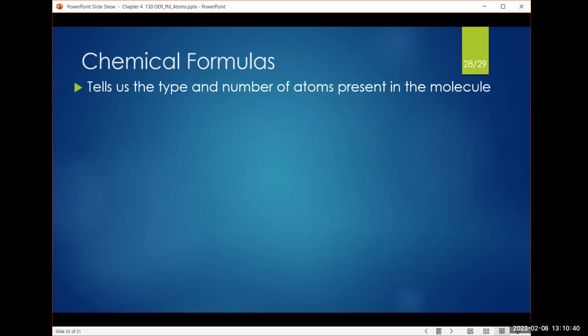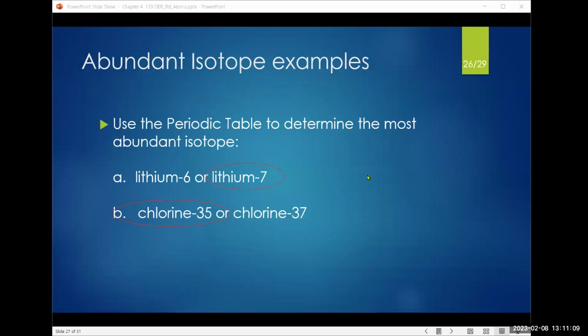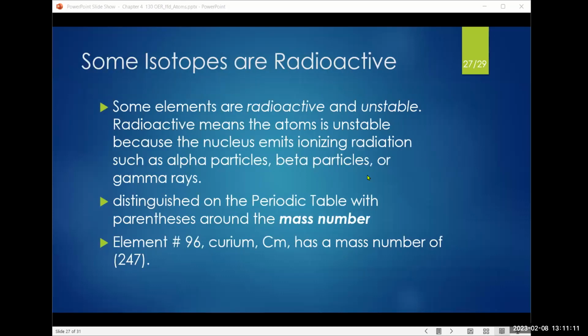Let's shift gears a little bit, and we're going to briefly talk about chemical formulas. We're not going to learn how to name them. We want to identify... Madame Curie, Curie. An element is named after her. This one, number 96, curium.